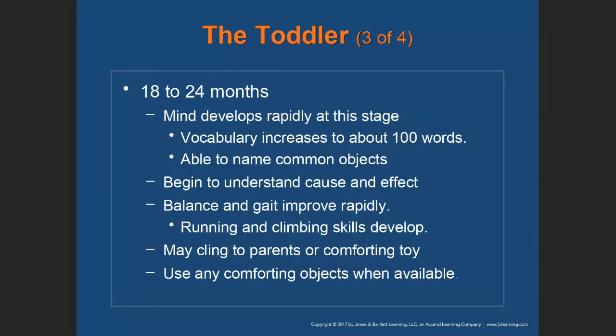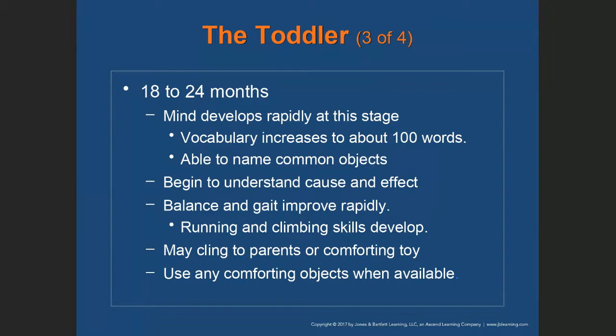At 18 to 24 months, the mind develops rapidly at this stage. Their vocabulary increases significantly to about 100 words. They're able to name common objects. They begin to understand cause and effect. Balance and gait improve rapidly.